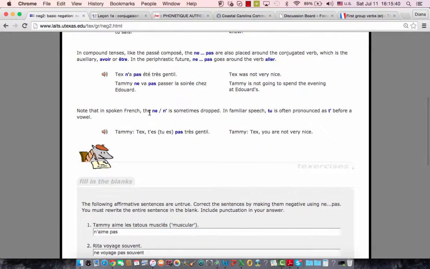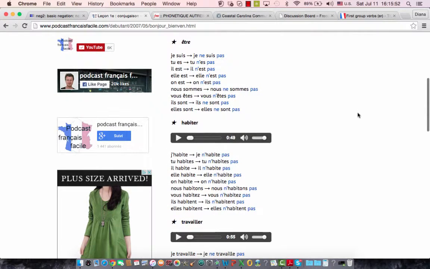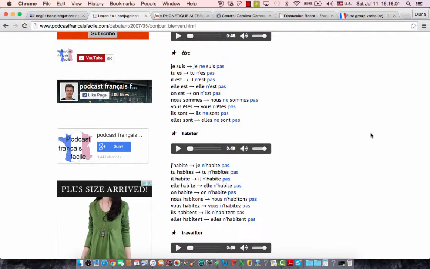Practice. So the simple negative is pretty straightforward in present tense. If you want to practice some more, you can go on Podcast Français Facile. You have the negative forms of the verb être, habiter, travailler. You can practice listening. Okay? Je suis, je ne suis pas. Tu es, tu n'es pas. Il est, il n'est pas. Elle est, elle n'est pas.